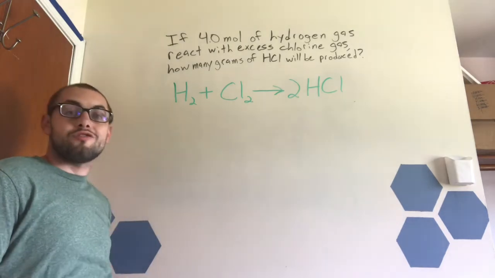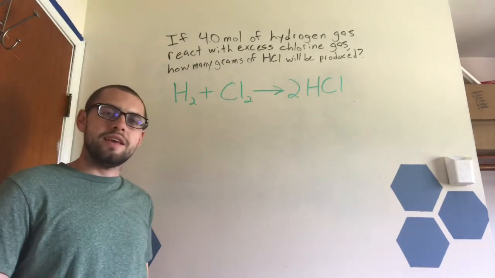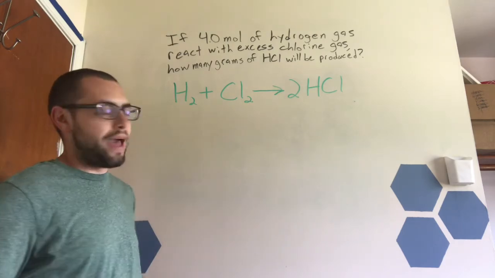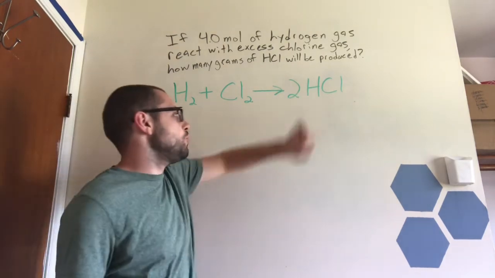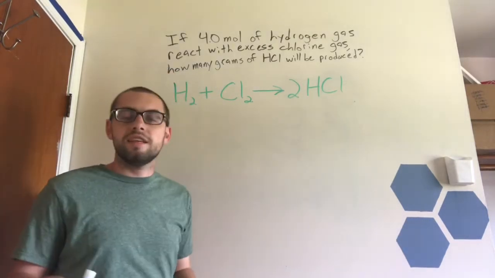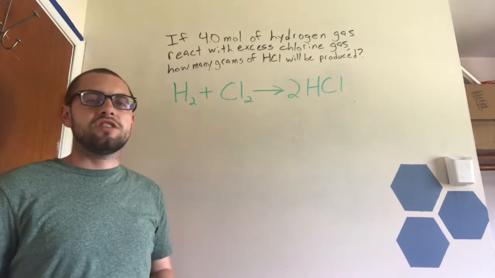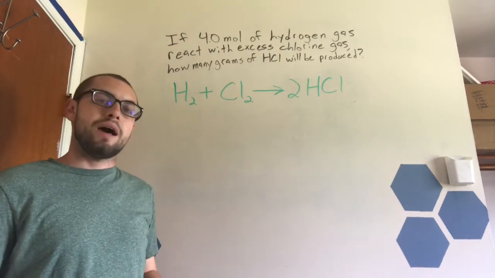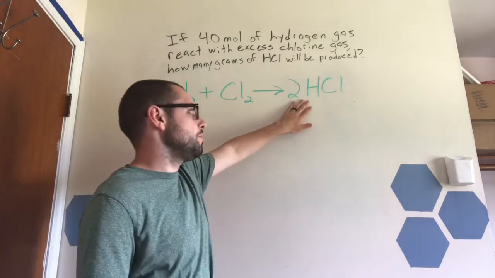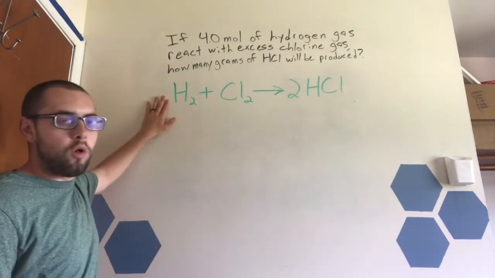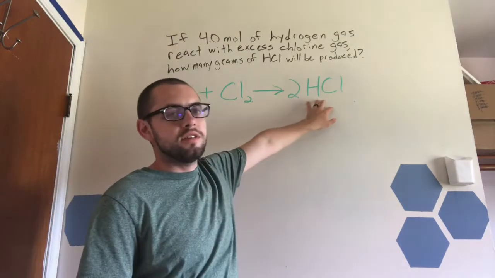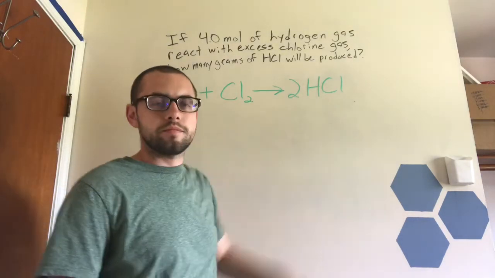Now, the reaction that I gave you this time is already balanced. It obeys the law of conservation of mass. 2 hydrogens, 2 hydrogens, 2 chlorines, 2 chlorines. I don't need to do anything special here. My reaction is already balanced. My mole bridge is 1 to 2. For every 1 mole of hydrogen gas, I will produce 2 moles of hydrochloric acid.